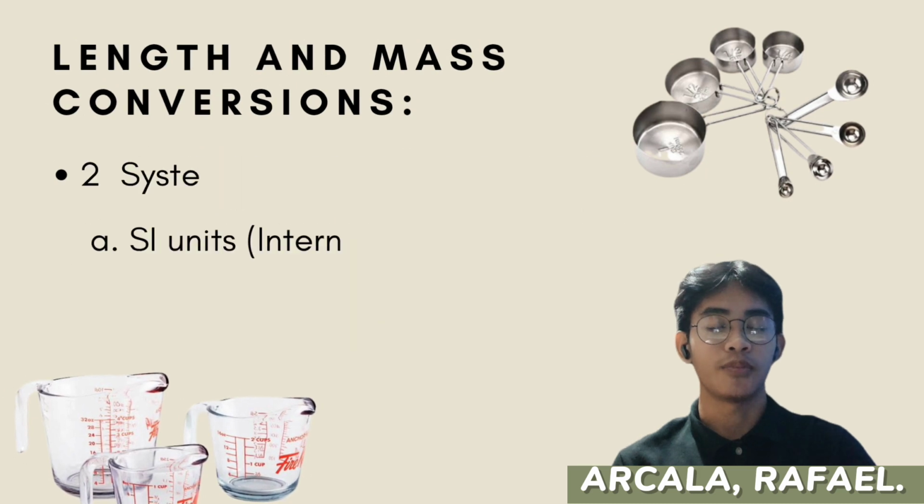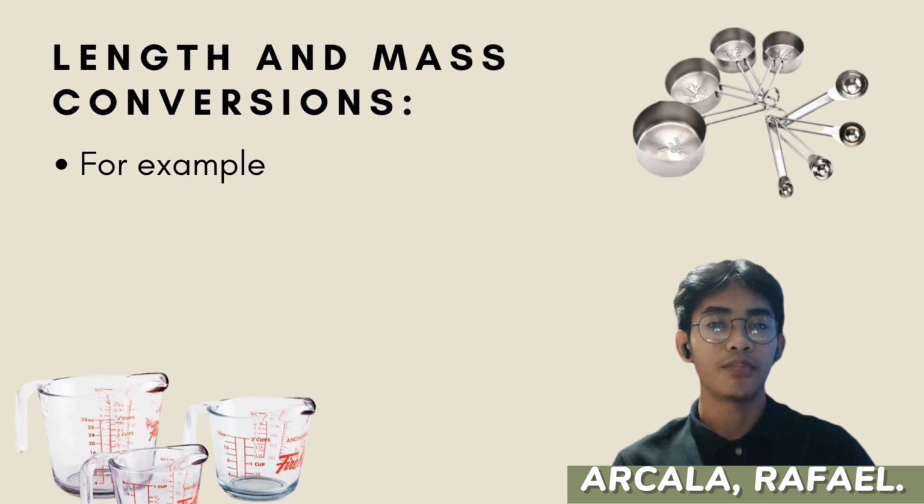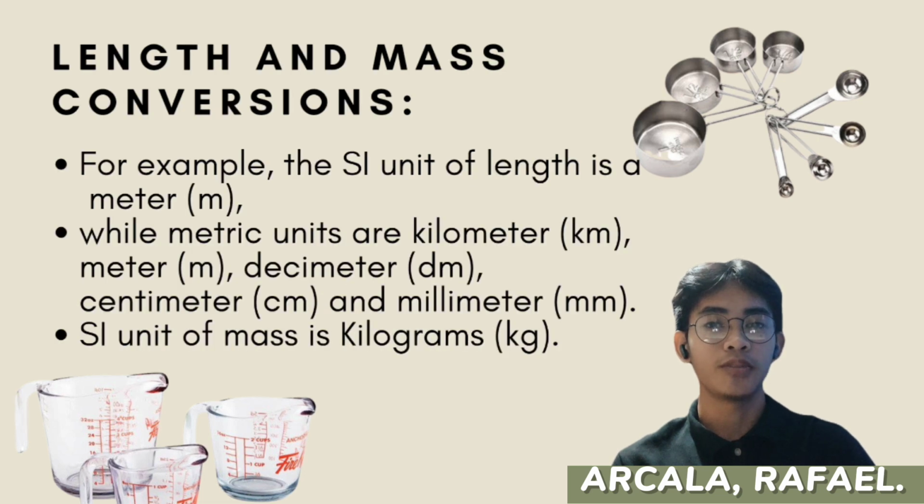There are two systems of units. First is SI units, or the International System of Units, and the second is the metric system. For example, the SI unit of length is a meter, while metric units are kilometer, meter, decimeter, centimeter, and millimeter. SI unit of mass is kilograms.